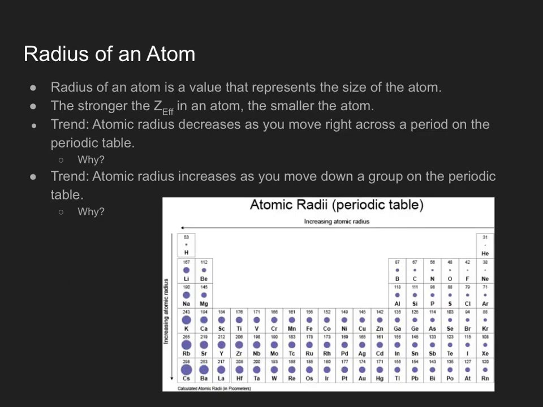Now, all of this has an effect on the overall size of the atom. Radius of an atom is a value that is referring to the size of the atom. And it's basically saying since atoms are roughly spheres, we could take the radius of it, and that tells us the general size of the atom. The stronger the effective nuclear charge, the smaller the atom is going to be.